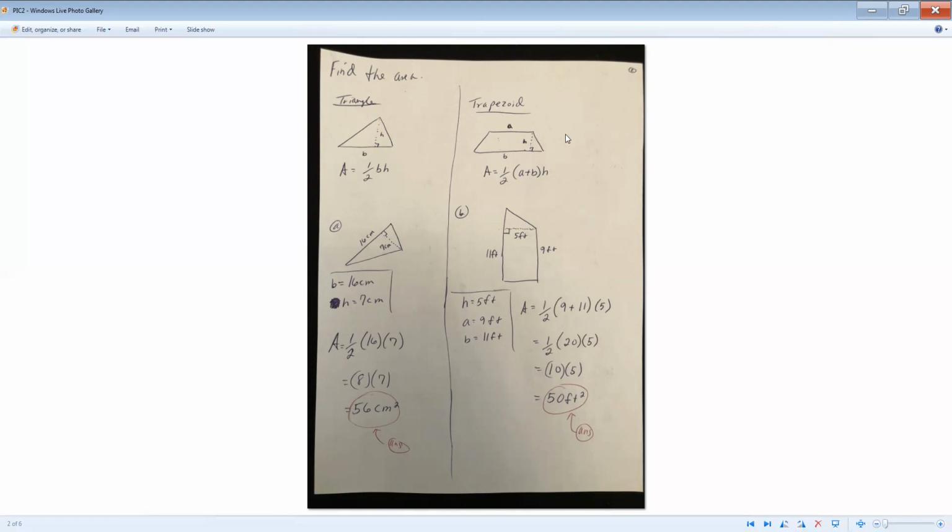Here we have a trapezoid. We have 1/2 times A plus B times H. So the A and B are pretty much interchangeable, but the H needs to be the height of your trapezoid. And of course, once again, we have 1/2. So in this trapezoid, we have 5 as our height, A is 9, B is 11. So 1/2 times 9 plus 11 times 5. 9 plus 11 is in parentheses, so you do that first, that's 20. 1/2 times 20 is 10, 10 times 5 is 50.